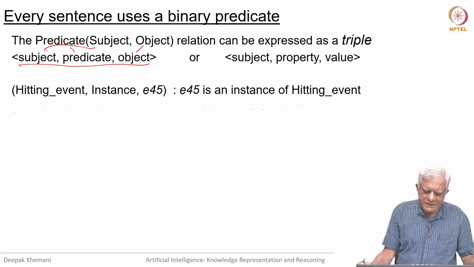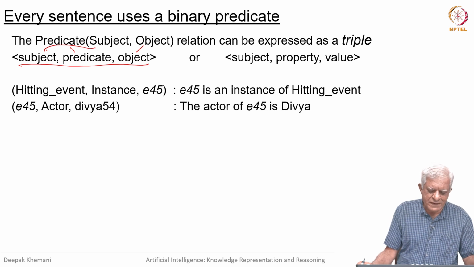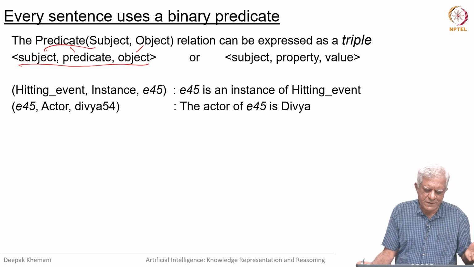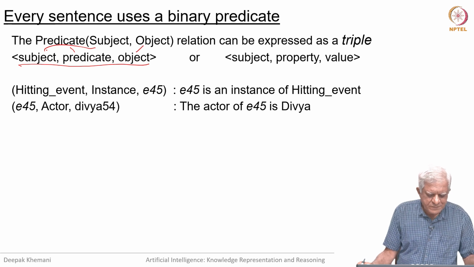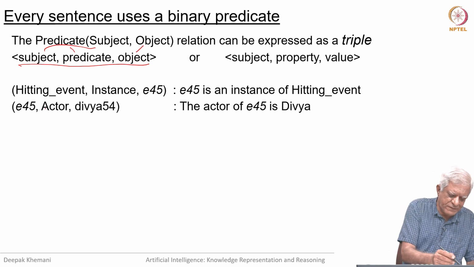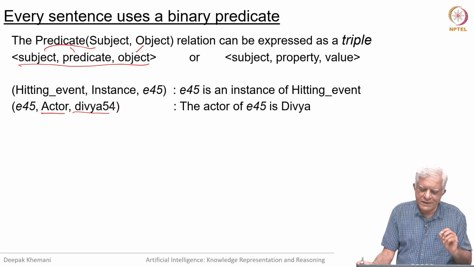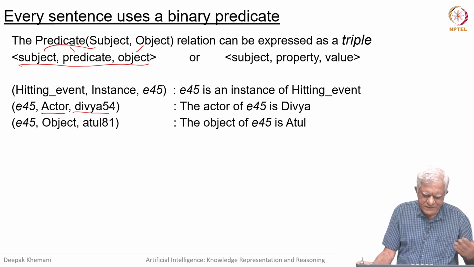And in the triple representation, the same data would be represented as follows. Now, we have triples. I have not used angular brackets, I use normal brackets, but the point is that each of them contains 3 elements. So, the same information that E45 is the instance of hitting event, E45 is the actor: the subject is E45, the property is actor, and the value is Divya. So, we are always going to be talking about the subject, predicate, object, or subject, property, value. The rest follows.